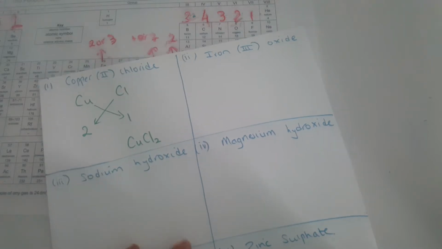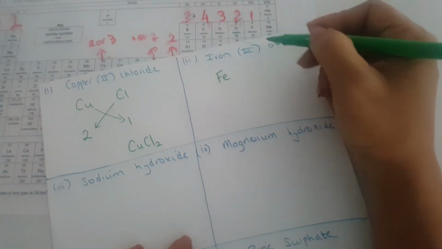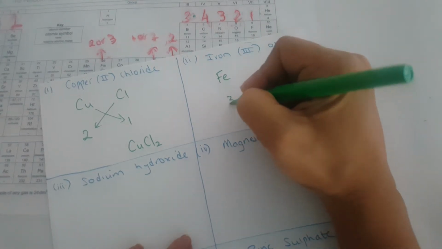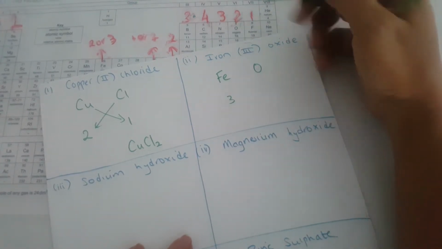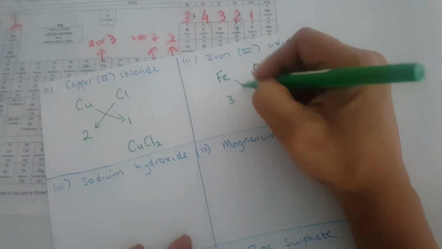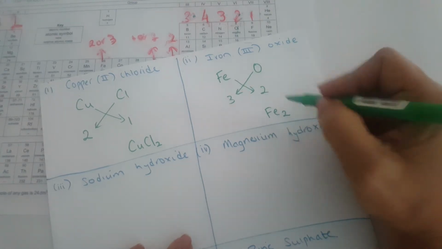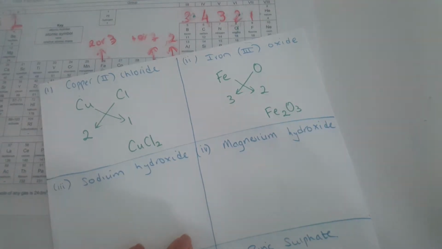Iron 3 oxide. Iron is Fe, so we already know the valency, which is 3. Oxide is oxygen, and oxygen has a valency of 2. Cross it, Fe takes the 2, and O is going to take the 3. So Fe2O3 is the chemical formula of iron 3 oxide.